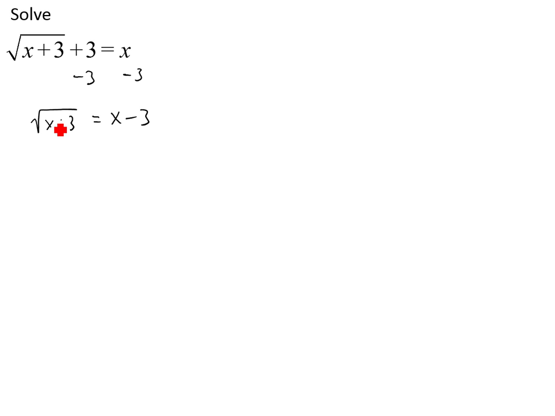Now in order to undo that square root, we're going to go ahead and square both sides. Squaring that left side simply removes that square root, and so we're just left with x plus 3. On the right side, we need to multiply that entire expression by itself. That's what squaring means. So this is telling us to do x minus 3 times x minus 3. So we'll need to FOIL that and simplify.